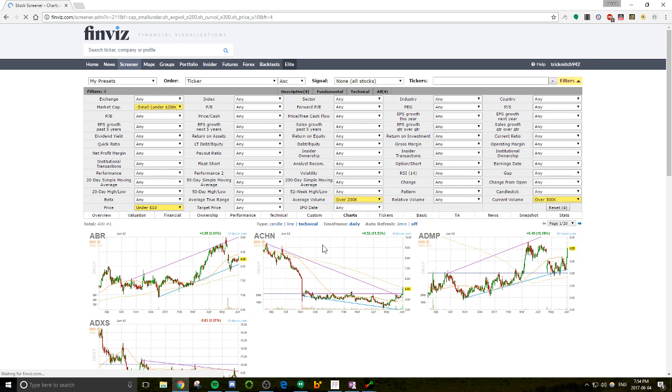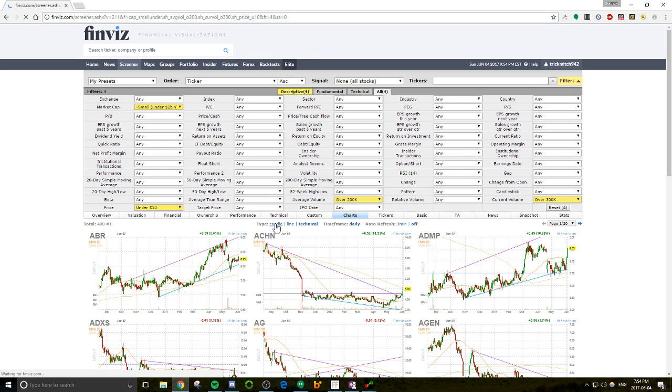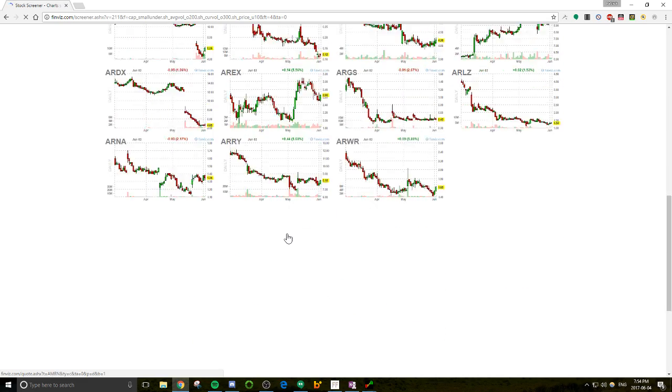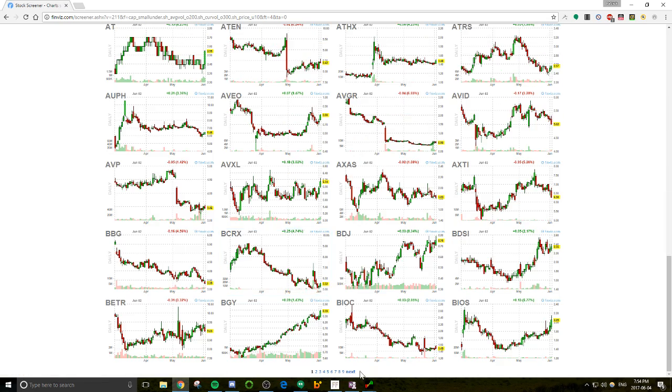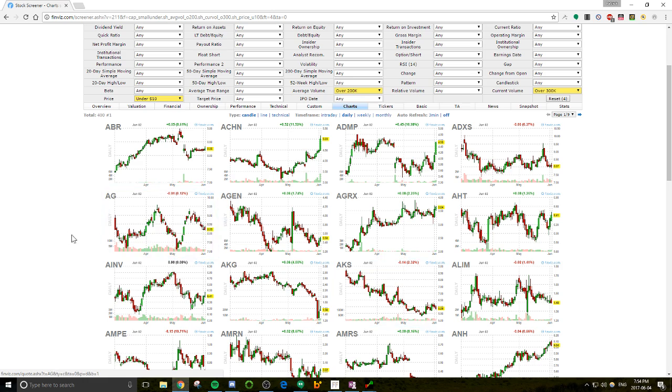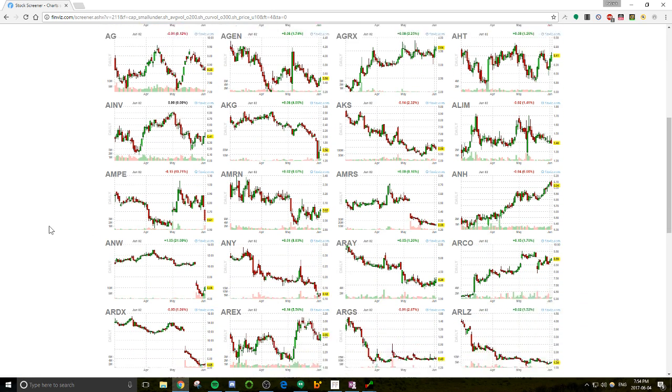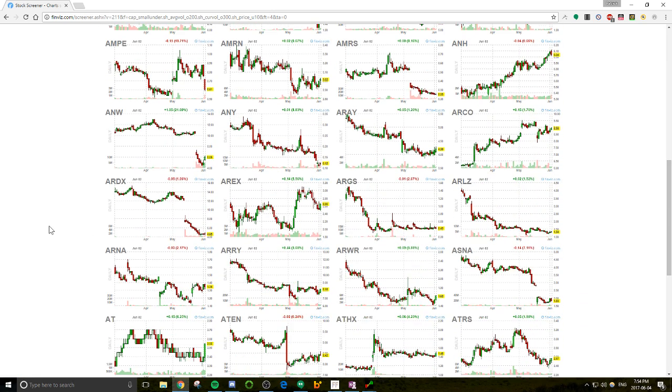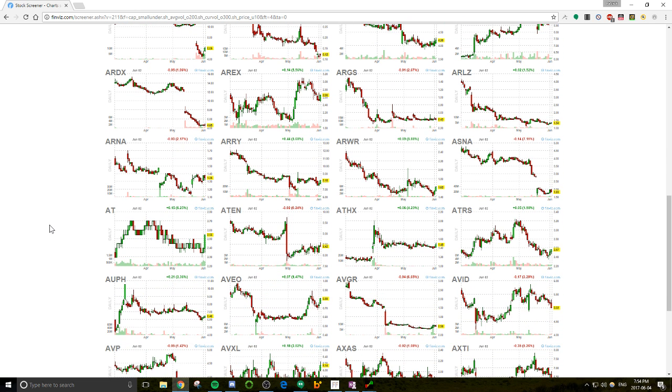So you go to charts, go to candle. And there's going to be a lot in this one. Like we'll scroll down here. Like there's 9 pages of full charts. So we'll just kind of scroll down and see if anything really catches our eye, right? You want to look for nice setups of breakouts, right?